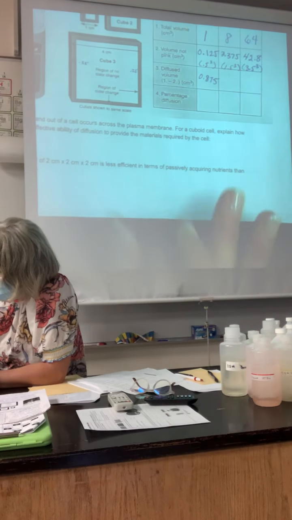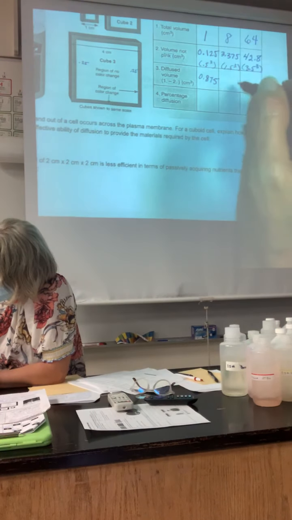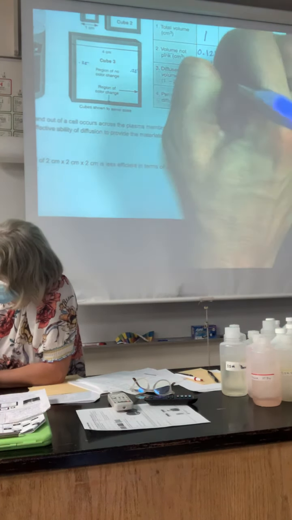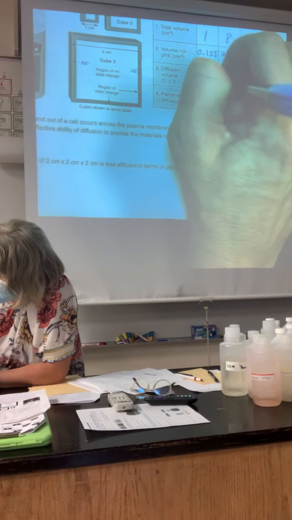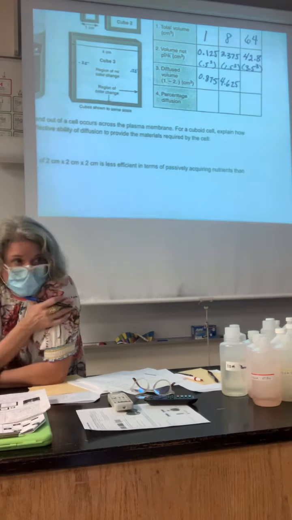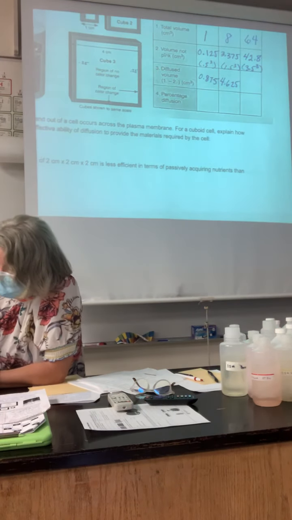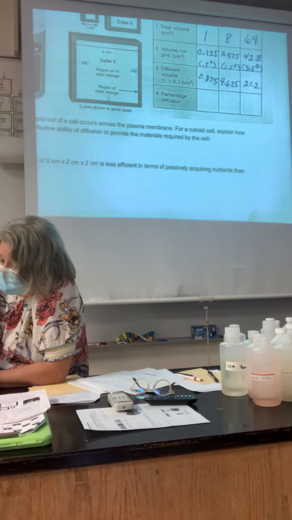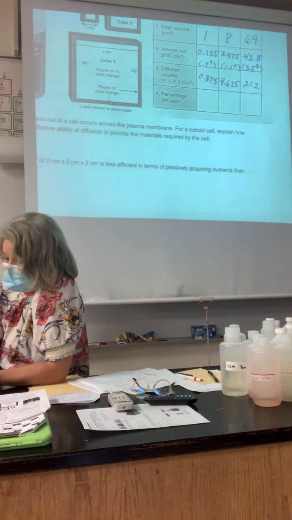And now, what do we have for this 2 centimeter cube? What did you get for that one, Hannah? 4.625. Yeah, it's a lot bigger. 4.625. And what do we have for our 3 centimeter cube, Lamb? 21.2. Good.